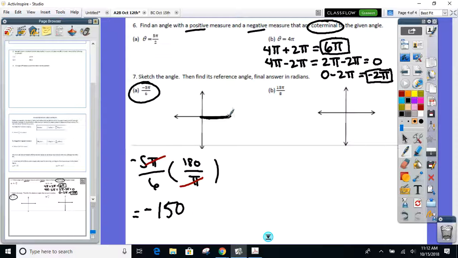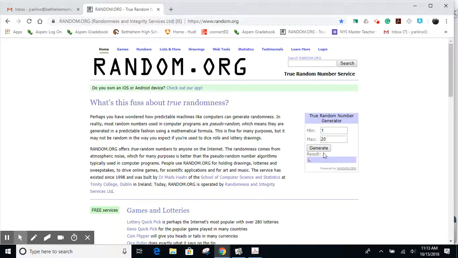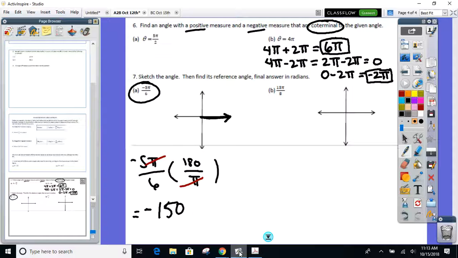Initial side on the x-axis as usual. What quadrant does negative 150 fall in? Negative now, you're going in the opposite direction. What quadrant? Quadrant 3, because that's negative 90 and that's negative 180. Make sure it's closer to 180. Got the arrow going around, 150. So we're all good on the diagram.